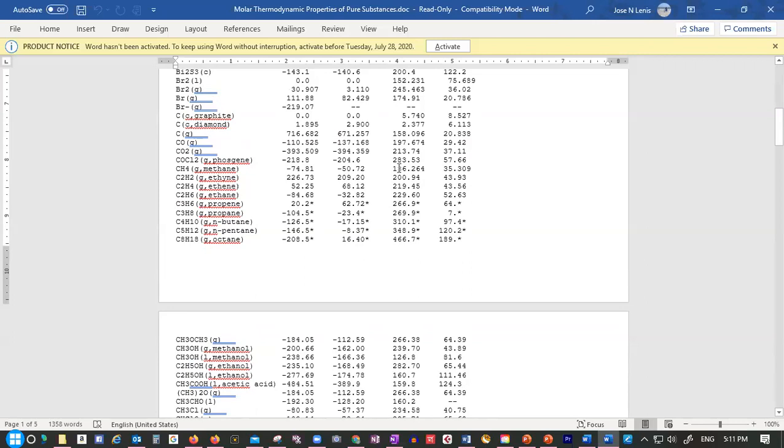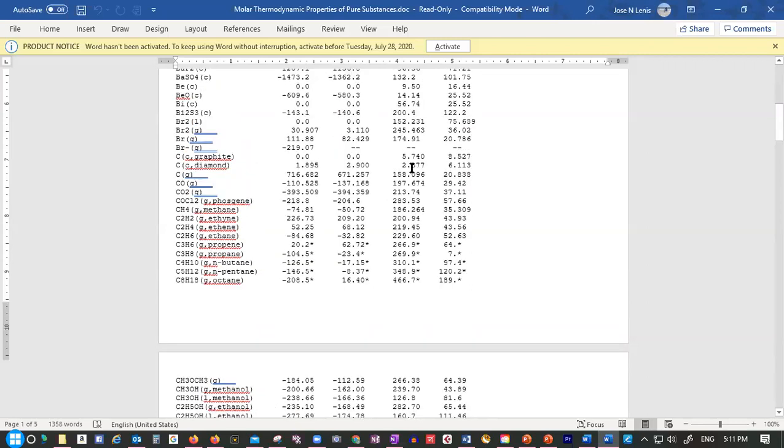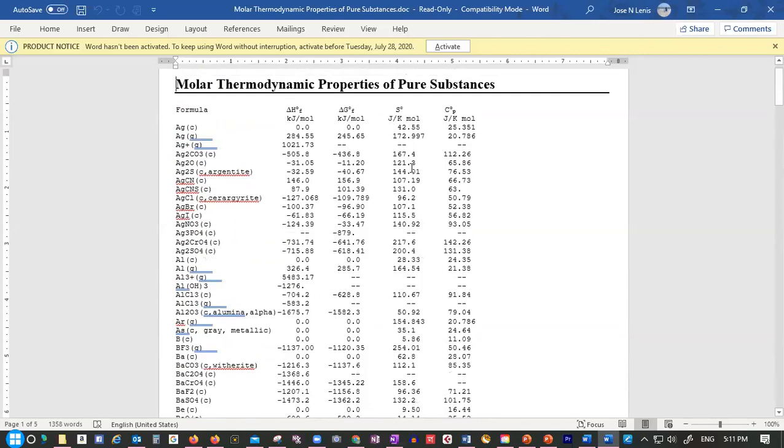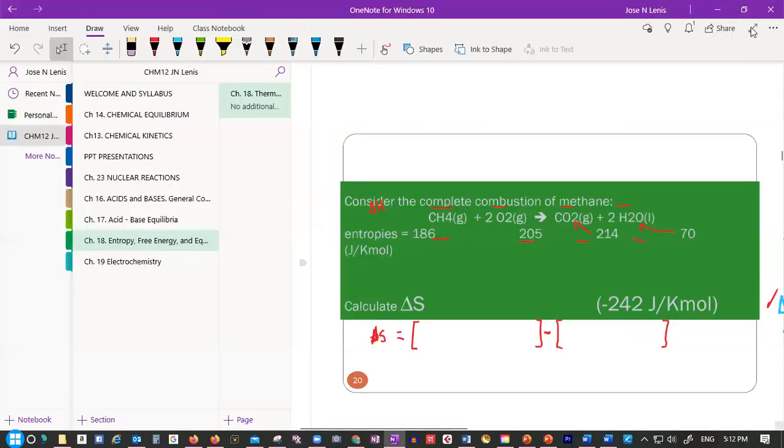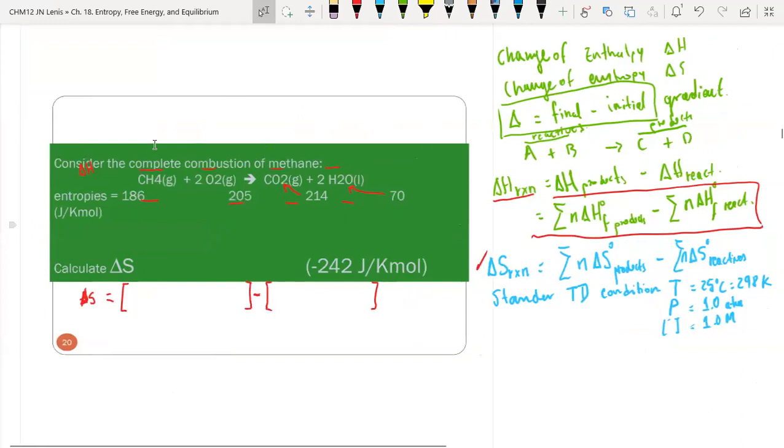So let's compare this table. This is 186.264 joules per Kelvin mole here. And this is joules per Kelvin mole, whereas this is kilojoules per mole. All right, I can go back to the problem. You see, there's a slight difference here, but it's fine with these values.